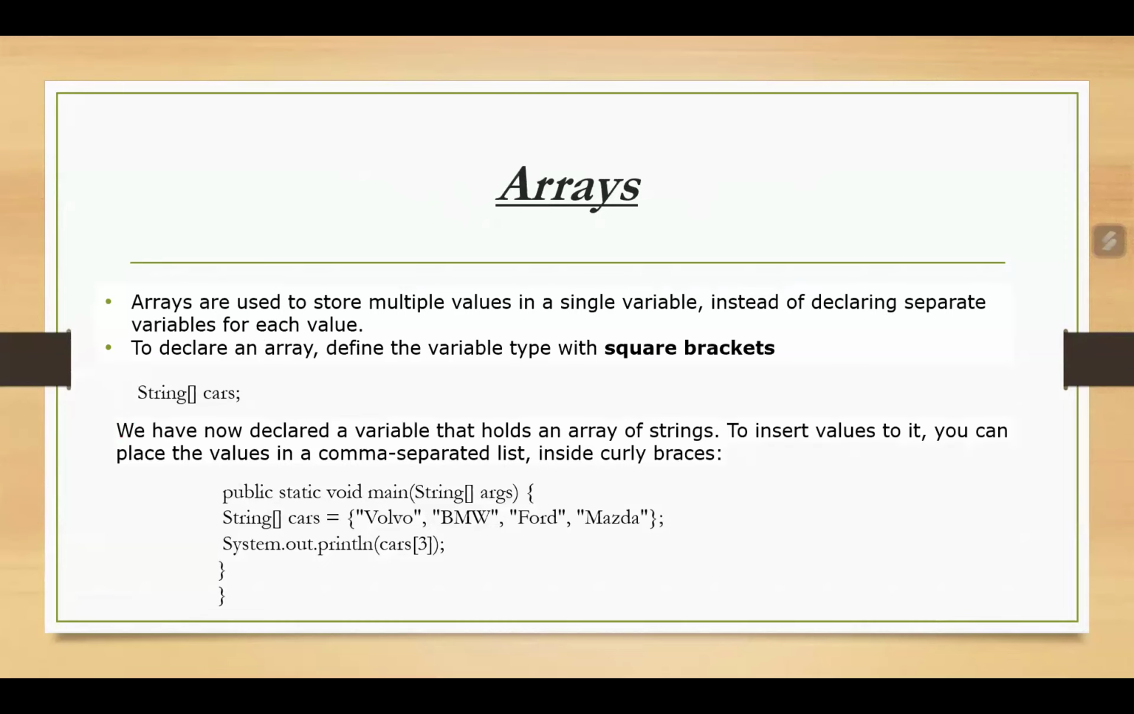Arrays are used to store data row-wise and column-wise. To declare an array, we define it in square brackets.